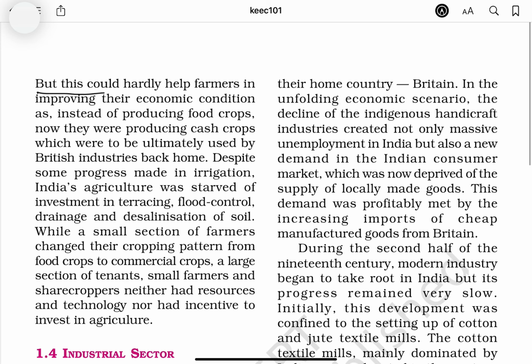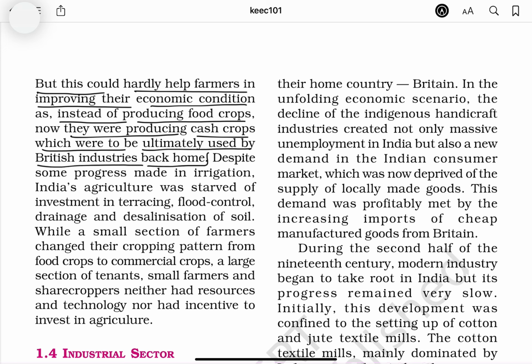But this could hardly help farmers in improving their economic condition, as instead of producing food crops, now they were producing cash crops, which were to be ultimately used by British industries back home.